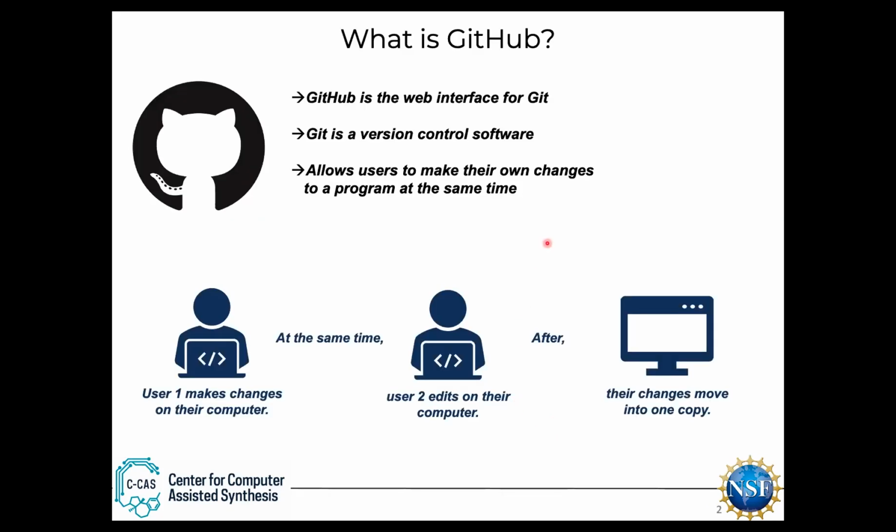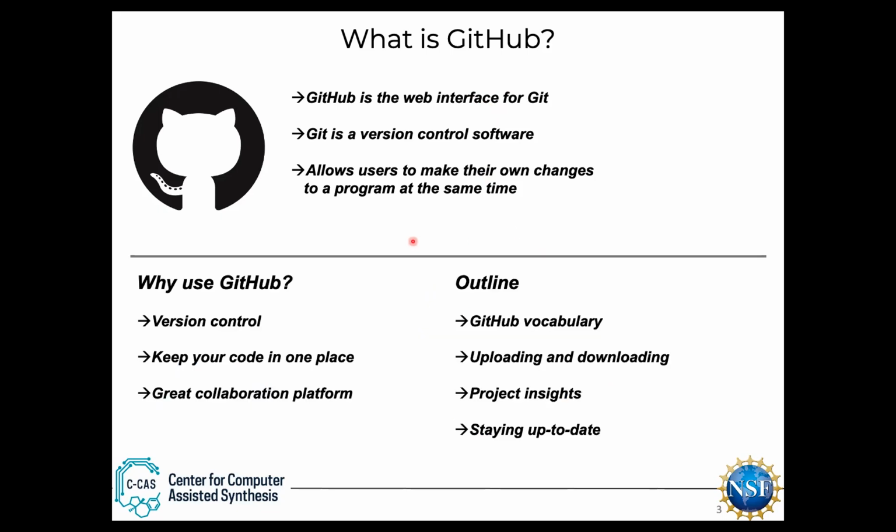So what exactly is GitHub? It's the web interface, and really why do we care about using it? Well, GitHub is the web interface for Git, which is a distributed version control system, which allows multiple users at a time on a team to make their own changes to a program. And GitHub is really great to use because it allows for version control. It's a central location to keep all your code, and it's a really great collaboration platform.